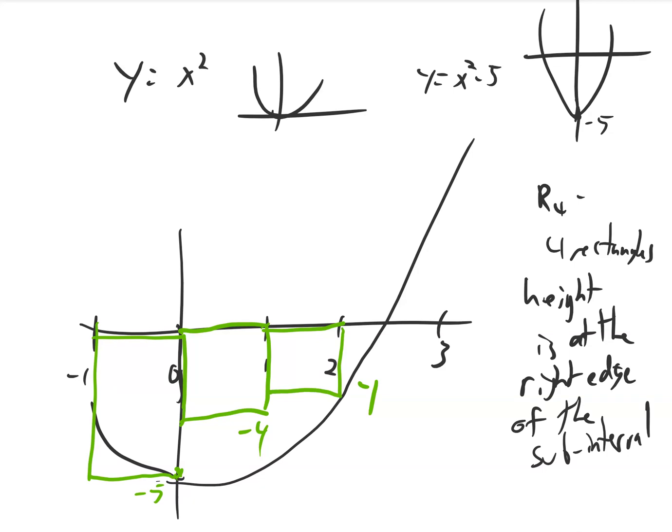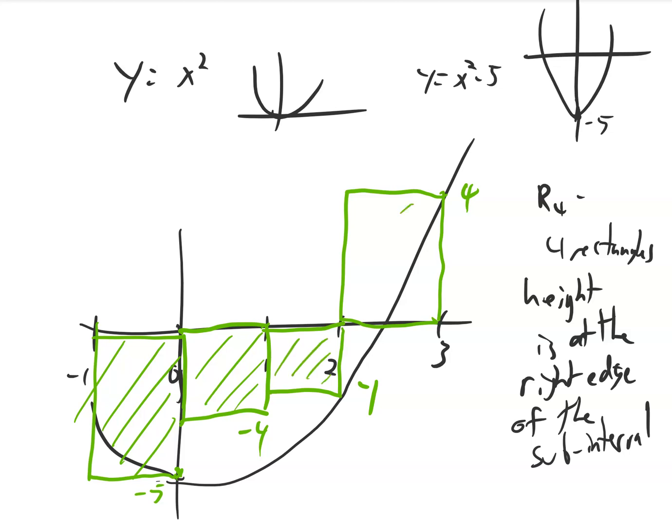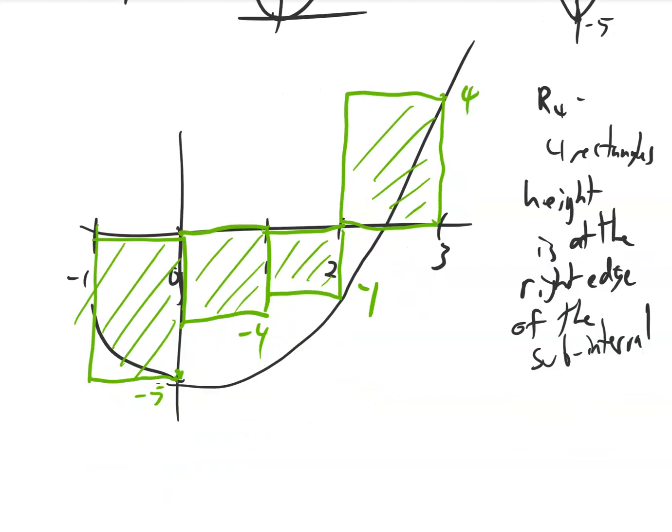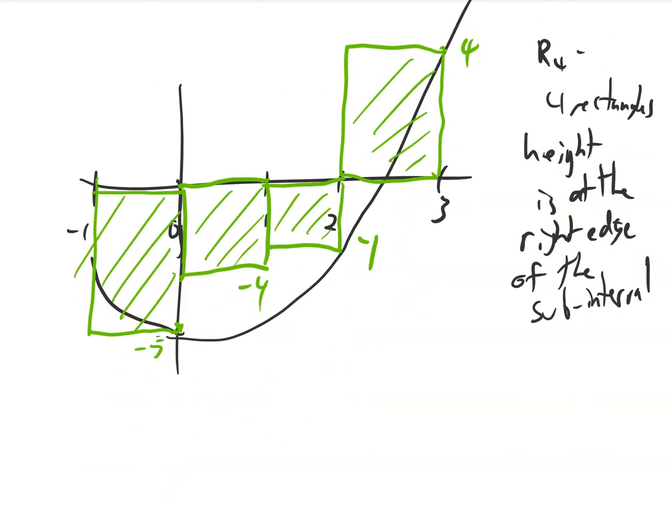And then finally, we draw one more rectangle over the 4th subinterval where the height is given by the height of the function at the right side of the subinterval, which here would be, if we plug in 3, we get 9 minus 5, which is 4. All right, so these 4 rectangles give a rough approximation to the actual integral. The areas of these four rectangles approximate the integral.